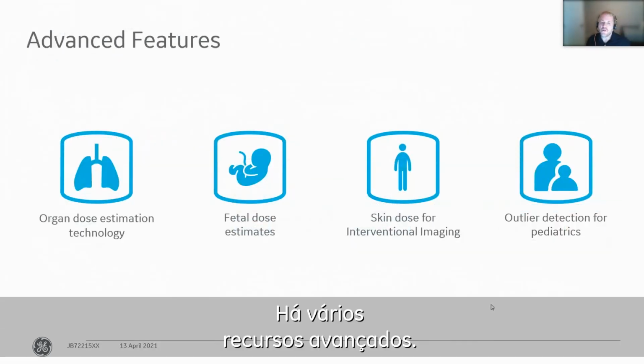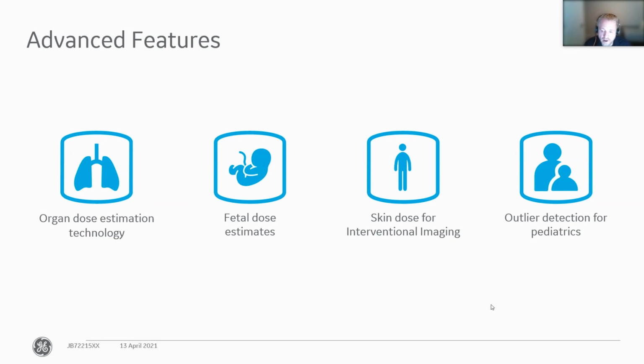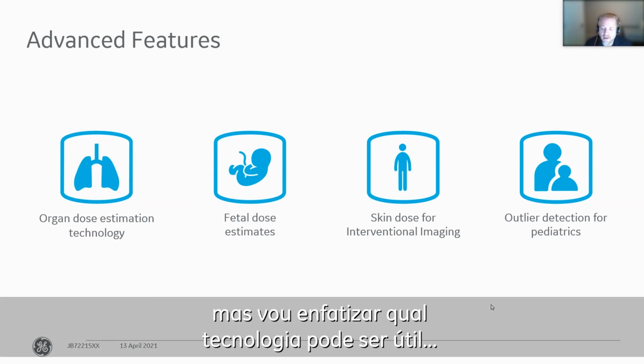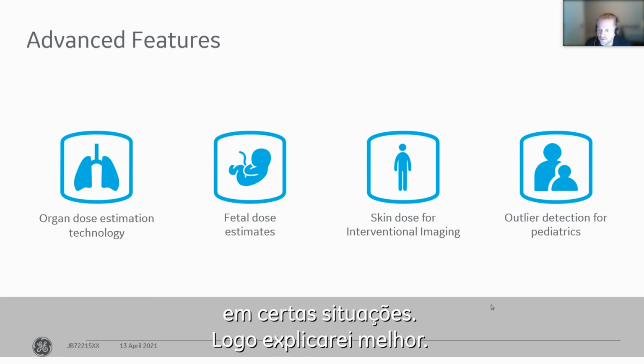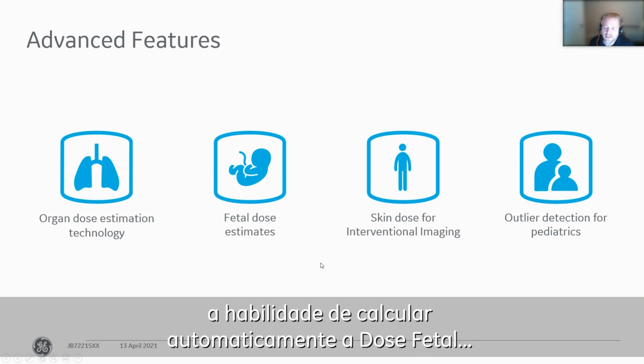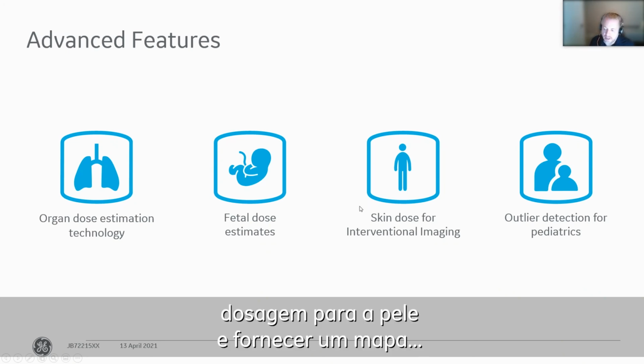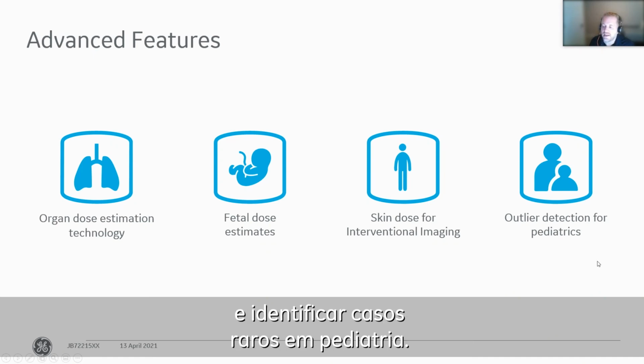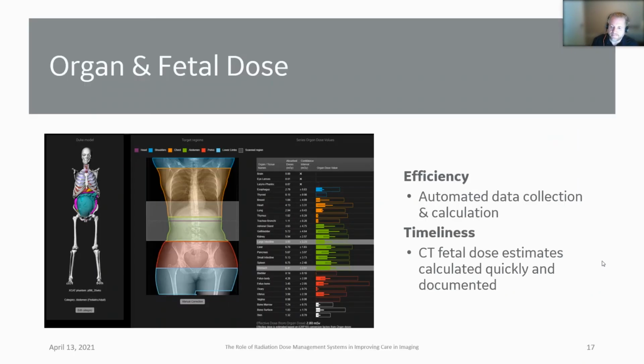All right. There are a number of advanced features that are out there. Some vendors may not have all of these, but I'm highlighting some technology which can be useful in certain situations, and I'll talk about what I mean by that. Some of these advanced features include organ dose estimation, the ability to automatically calculate fetal dose, peak skin dose, and provide a skin dose map, and to identify unusual cases for pediatric patients.